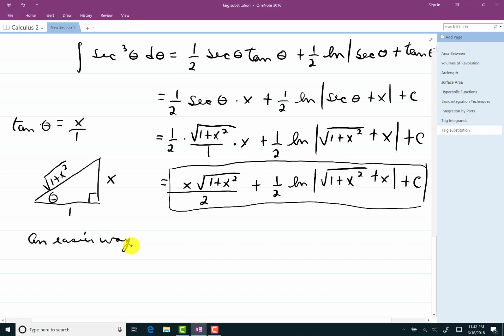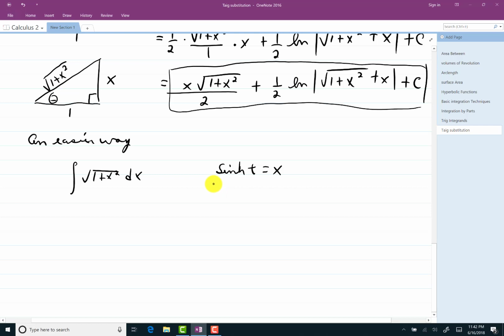And it goes like this. If you go back to this integral, the square root of 1 plus x squared dx, instead of letting tangent of theta be x, another thing I could let be equal to x is the hyperbolic sine of, let's say, t. If you remember, the range of hyperbolic sine is negative infinity to infinity, so it could cover all possible x values. Then when I take the derivative, I'll get cosh of t dt will equal dx. Let's throw them in.